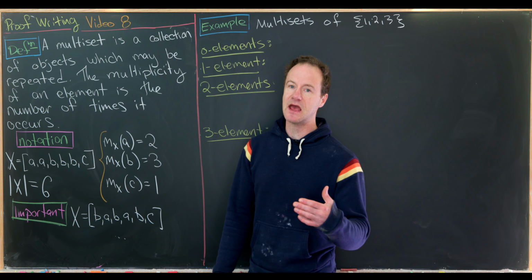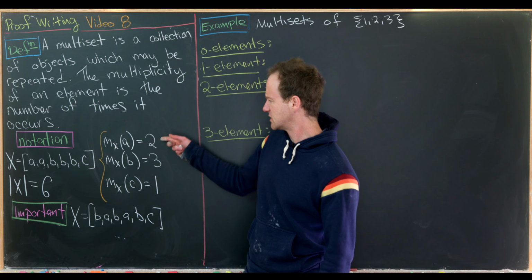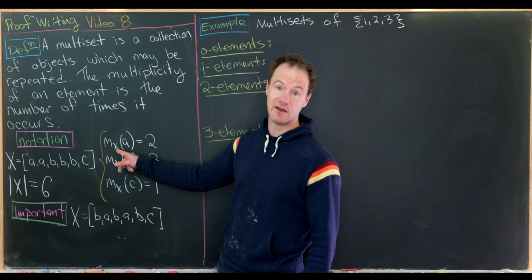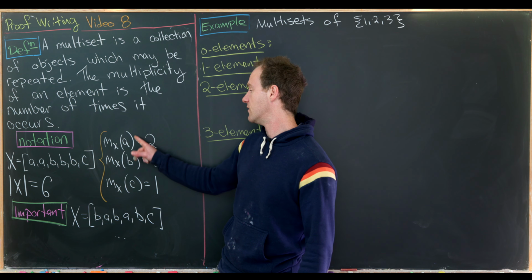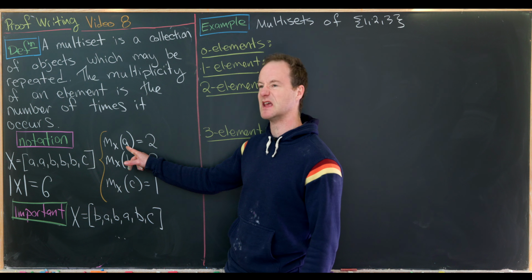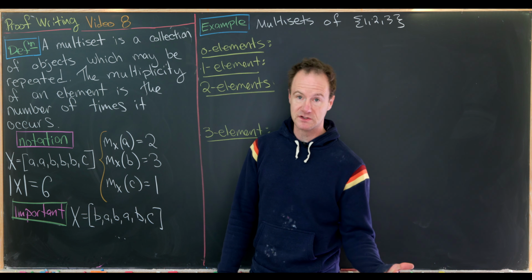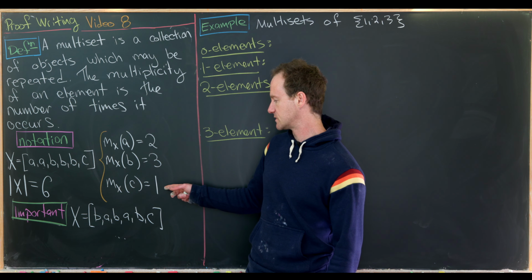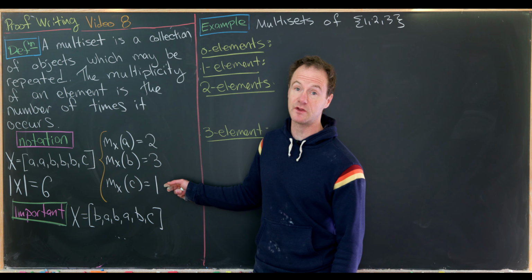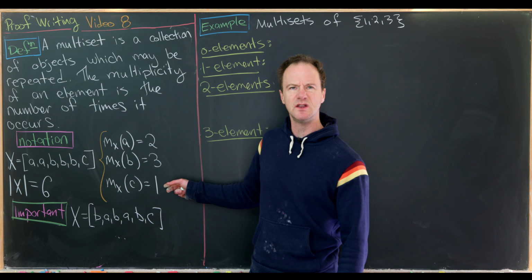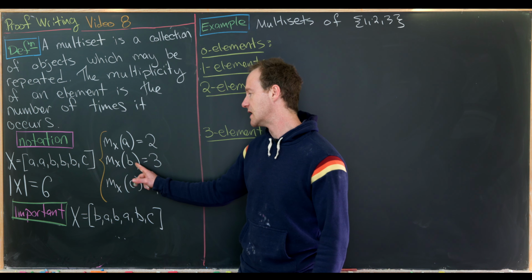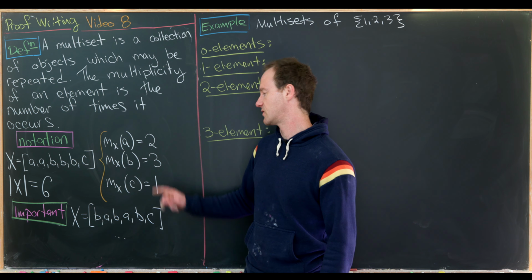So that means A has multiplicity 2, which we'll denote like this, M sub X of A equals 2, where X is the name of the multiset. So that's the element right there. Then the multiplicity of B is 3, so that's what we would read here, and the multiplicity of C is 1, because it only occurs once. You might read this holistically as the multiplicity of B in X is 3.